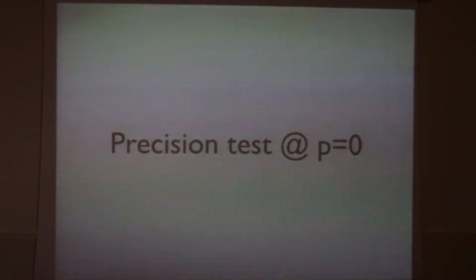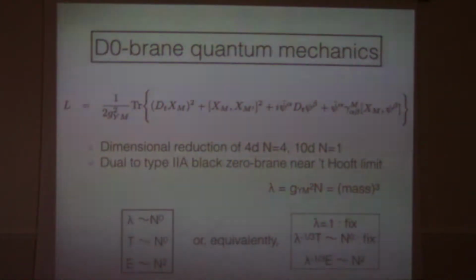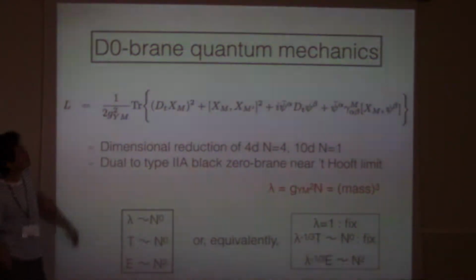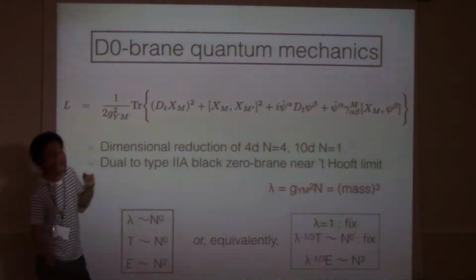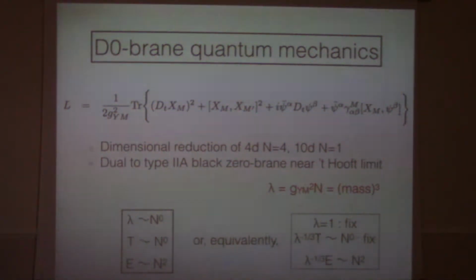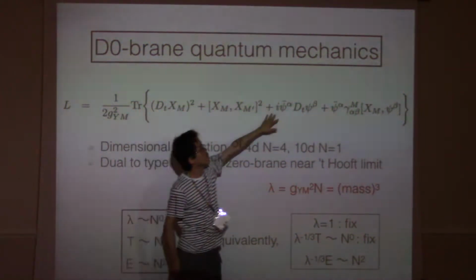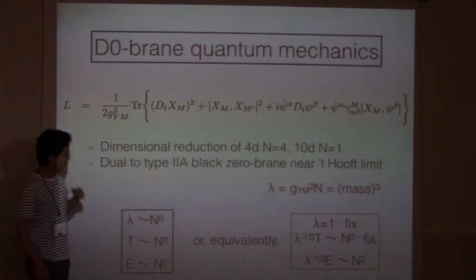So it's a 0 plus 1 dimensional theory. It's not even quantum field theory, it's just a matrix model. And this is the action. This is the Lagrangian. Basically, this is dimensional reduction of 4 dimensional N=4 super Yang-Mills. So there are 9 matrices, x1 to x9. They are all N by N Hermitian. And we have the superpartners of x.